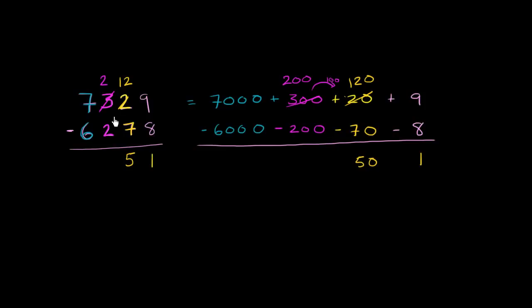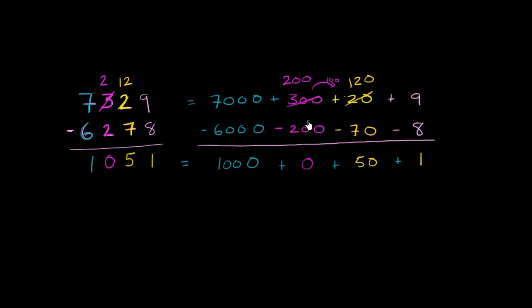And then we can go to the other places. You say 2 minus 2, well, that's 0 hundreds. And then 7,000 minus 6,000 is 1,000. So this is going to be 1,000 plus 0 plus 50 plus 1, which is the exact same thing as 1,051.